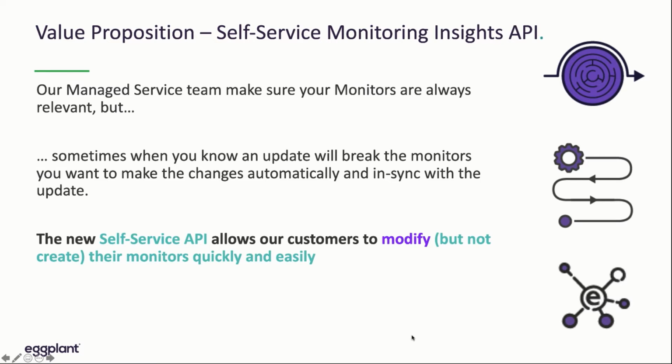So we've released a new API called Self-Service Monitoring Insights API in Q1 of this year. So normally our managed service team would ensure that monitors are kept up to date, and we will generally receive requests from our customers to update monitors from time to time. But now with the help of this API, our customers can themselves update their Agent 10 based user journey monitors, which will allow them to ensure that they are always relevant.